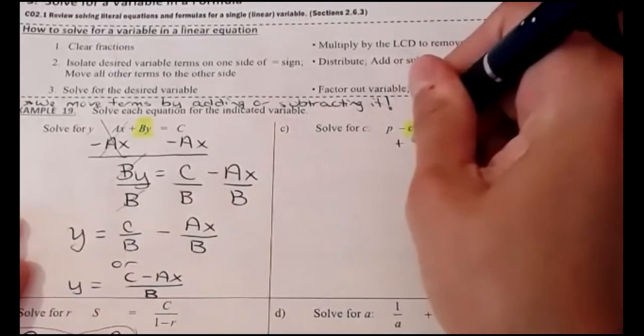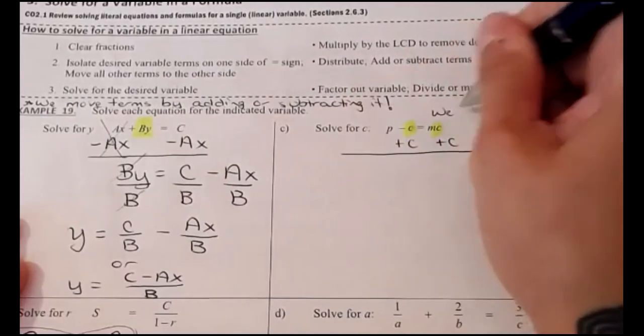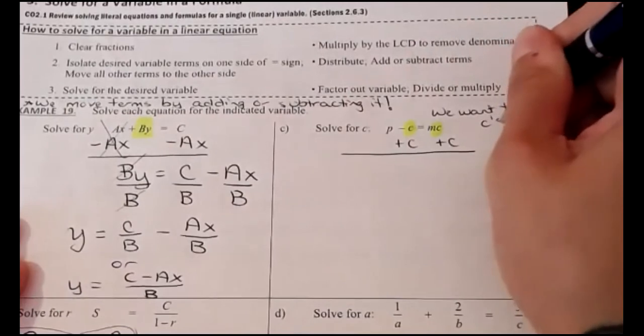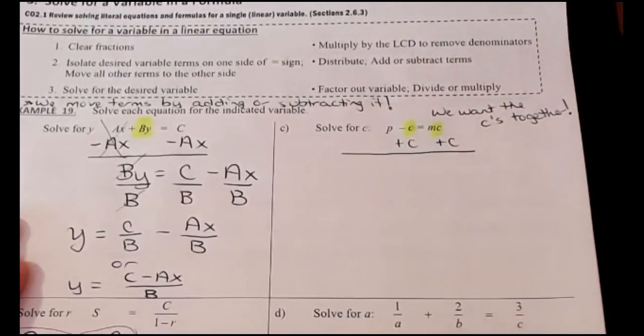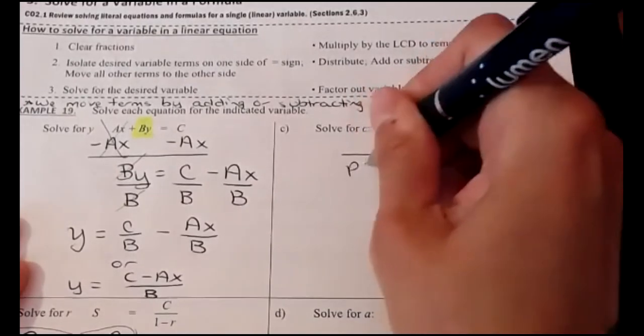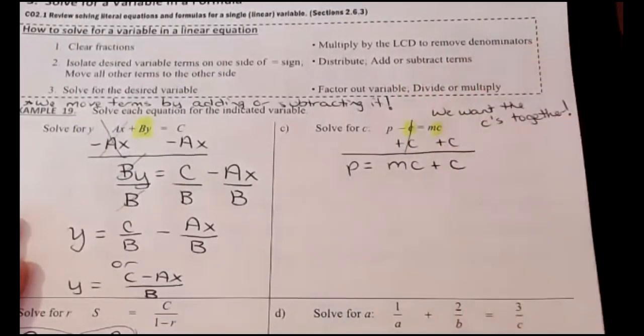So I'm actually going to bring this C over. We want the C's together. So that means we're left with P is equal to MC plus C.